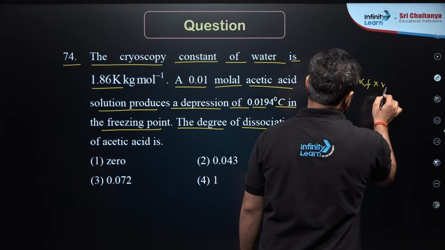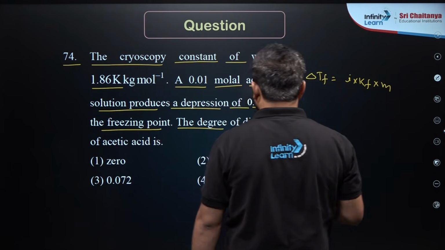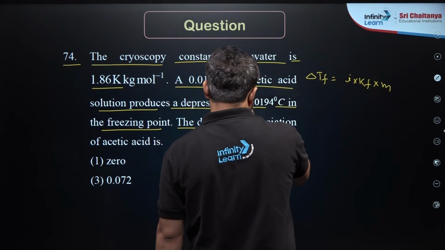Everything is given, so we just need to calculate i. Delta TF, how much is given? The depression of freezing point, how much is it? This is given.